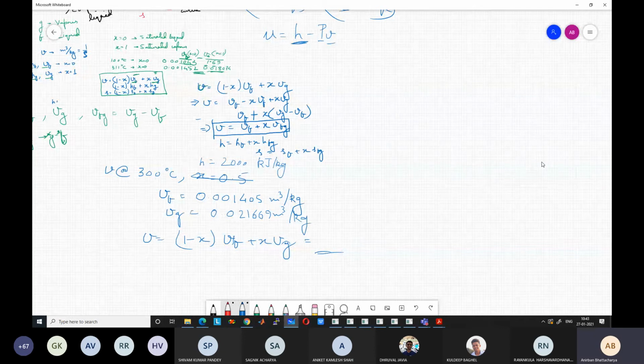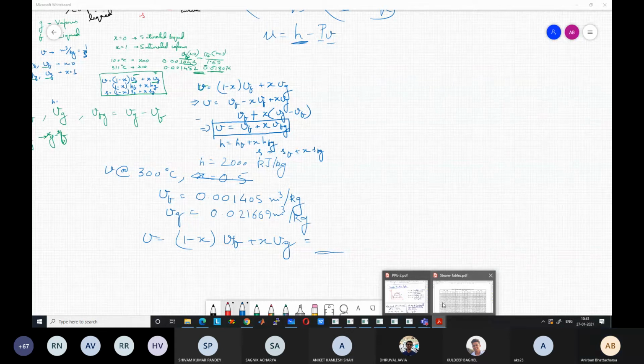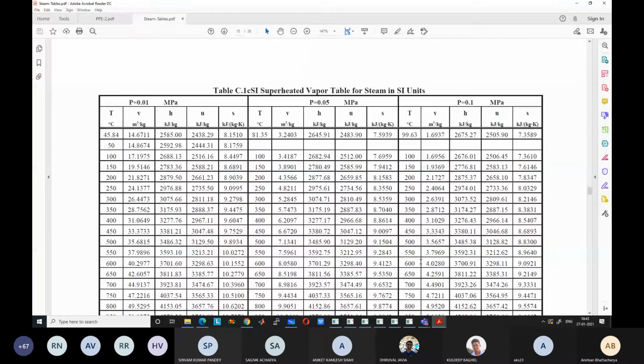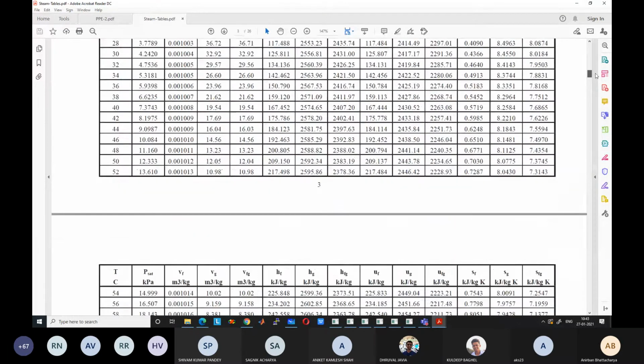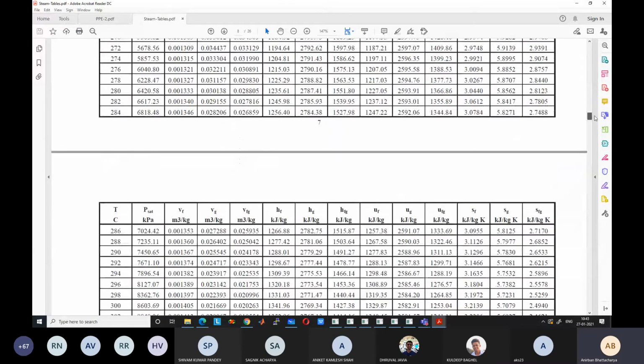Based on our discussion today. Sir, like we have enthalpy given and we would have Hf and Hg, so we'll calculate X. We can calculate X, right? So let us go to 300 degrees centigrade.